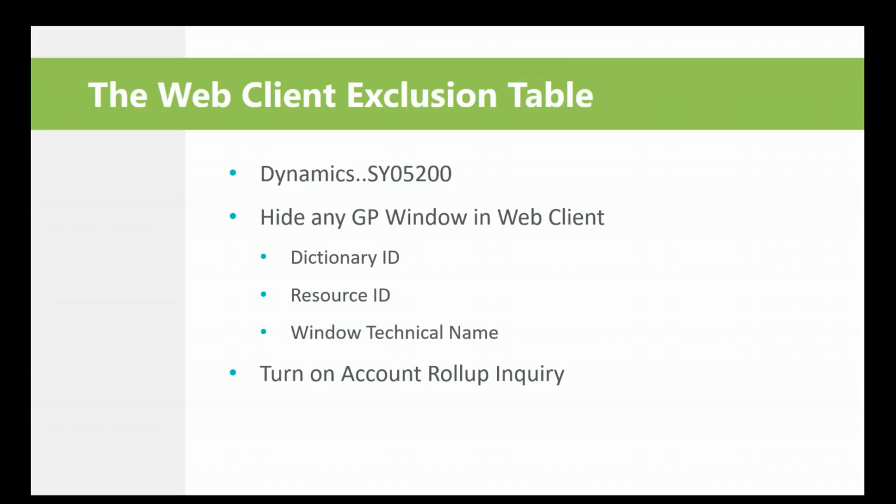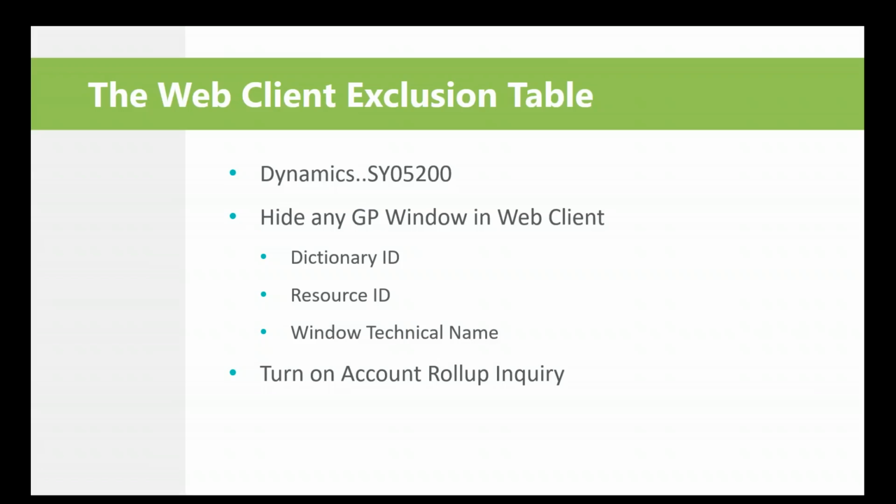And we wondered if we can go through and open it back up. And sure enough, we did. So for those of you who are techie, you could see it's SY05200. And for those of you who are not techie, at least you understand it really is the same GP. It's just the pieces that do not work or cannot work in the web client are hidden because they're in this table that says, hey, don't show this particular feature.